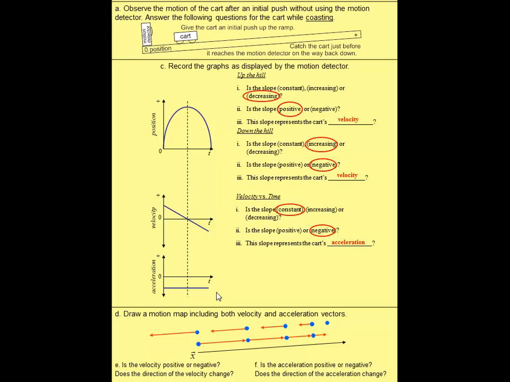Now let's put the acceleration arrows on. Notice that the acceleration is constant, therefore they'll all be the same length, and the acceleration is always negative. So negative is down the incline, so there's the negative acceleration there, negative acceleration, negative acceleration.